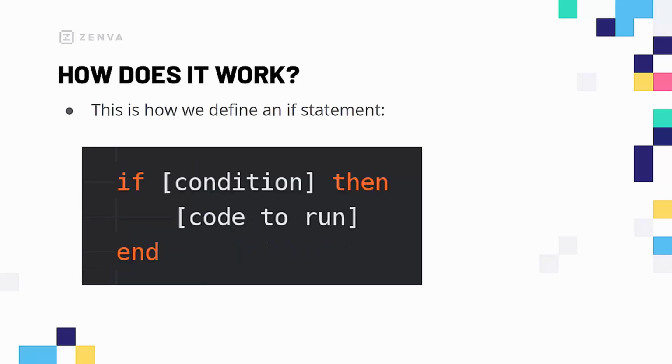Okay, a bit of a cleaner example is like this. We have if, condition, then, the code to run, and then at the end we have end, okay? So make sure that everything between then and end is going to be the code that is run only if the given condition is true.